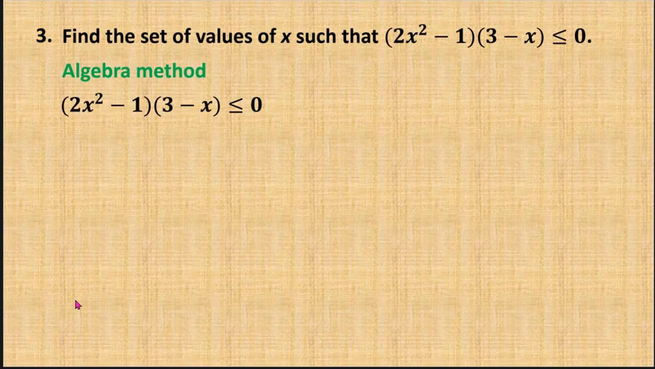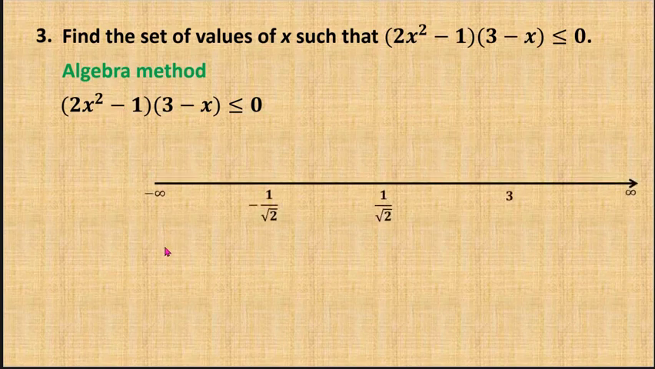Now I'm going to solve the inequality without using a graph. From the factor 3 minus x, the root is 3. From the quadratic factor 2x power 2 minus 1, I got two roots. One is negative 1 over square root of 2 and one is positive 1 over square root of 2. Now I'm going to mark the three different roots on a number line, and the number line has been divided into 4 regions.